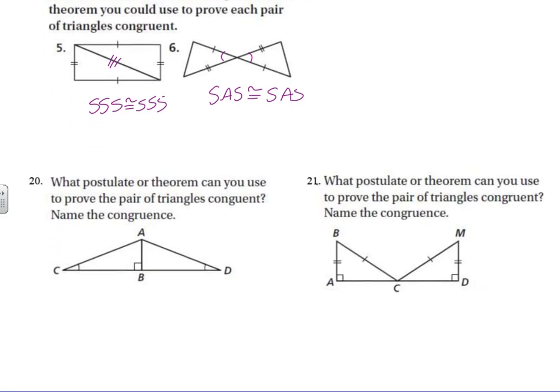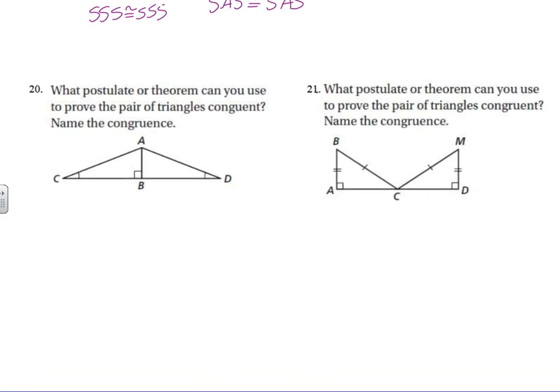All right. What postulate or theorem can you use to prove the pair of triangles are congruent? Name the congruents. Okay, again, we've got a pair of angles. If this is a right angle, that means that will also be a right angle. And here's our side. So this is angle, angle, side. All right, and the difference between angle, angle, side, and angle, side, angle is the position of the side. So you want to notice that the side, AB, the endpoints of it are not the vertexes of the two angles that we have.